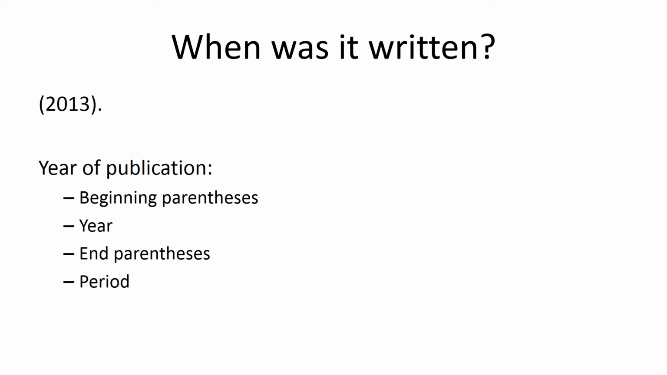Remember that we're focusing on formatting for journal articles. In that case, when we answer the question, when was it written, we just use the year in parentheses, following the author names. The formatting is exactly as modeled in this slide. After the author or authors' names, we insert a beginning parenthesis, type the year of publication, insert an ending parenthesis, and then add a period.